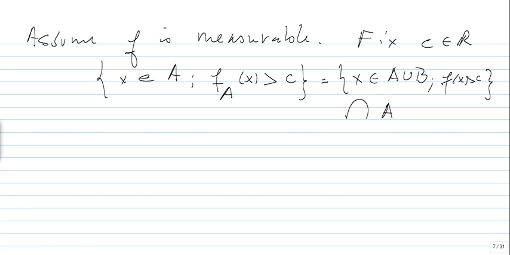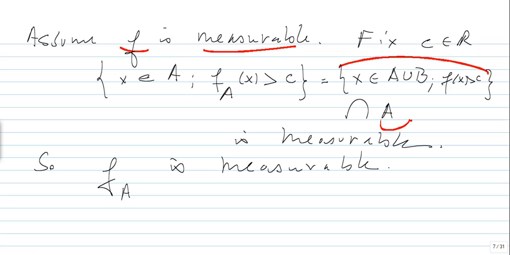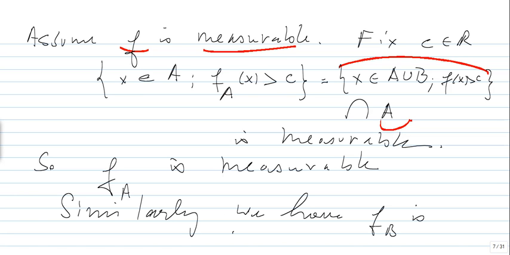So now, what do we know? We know that this set here is measurable because we assume that f is measurable. A is measurable by assumption. The intersection of two measurable sets is measurable. Therefore, fA is measurable. And as I said, by symmetry, similarly we have fB is measurable.